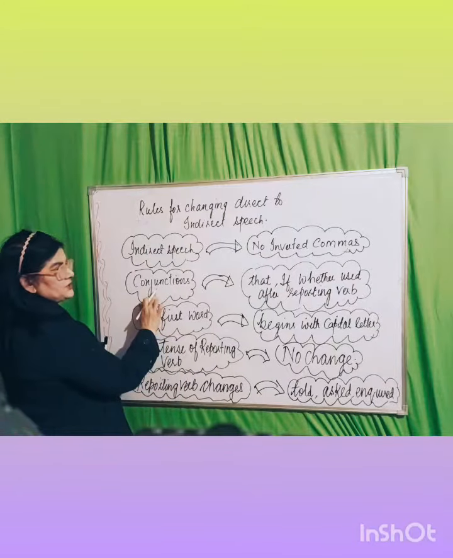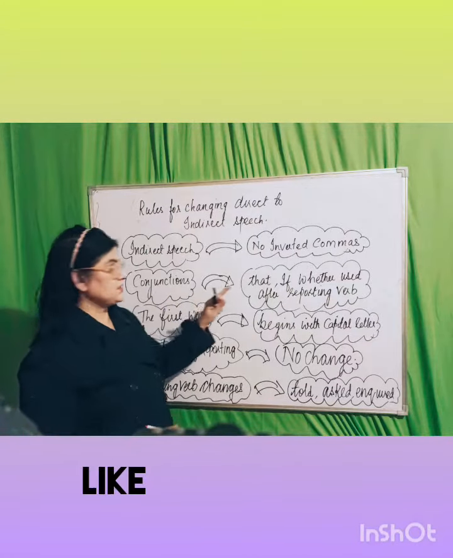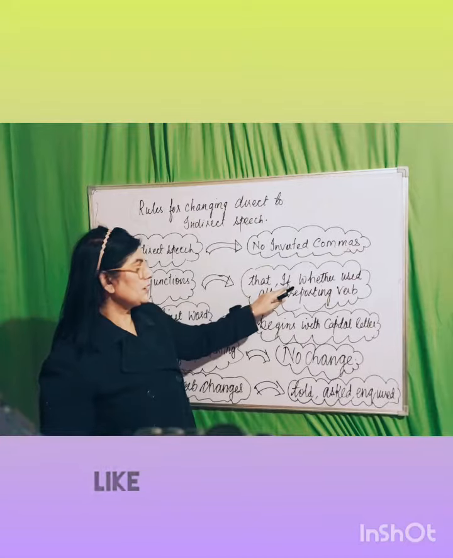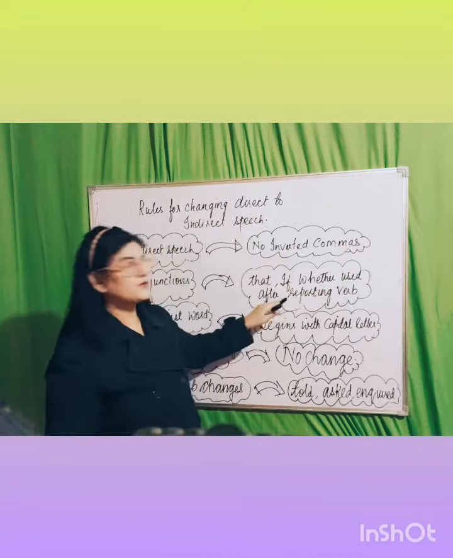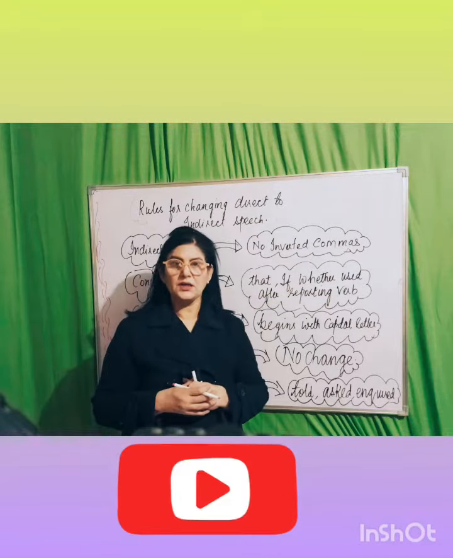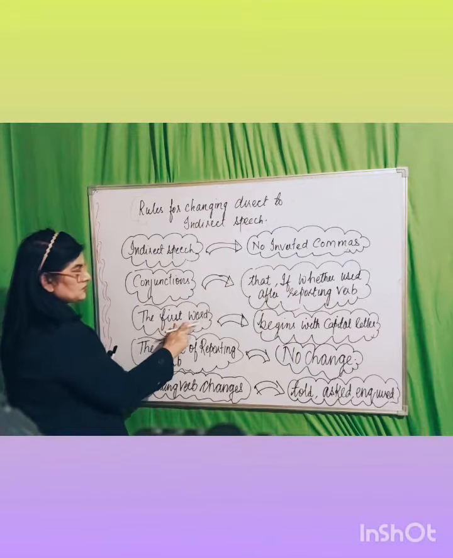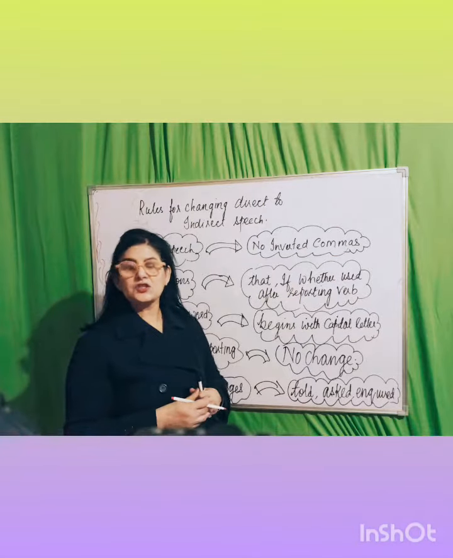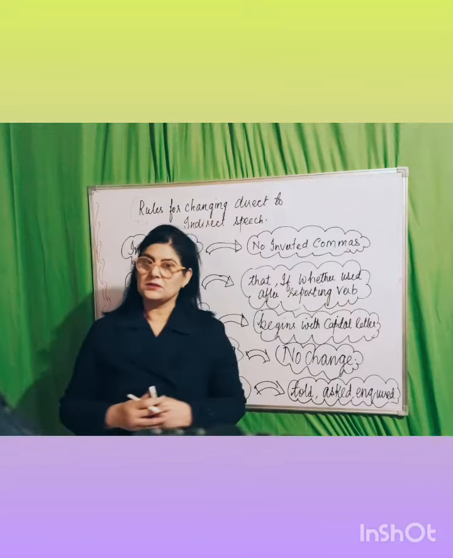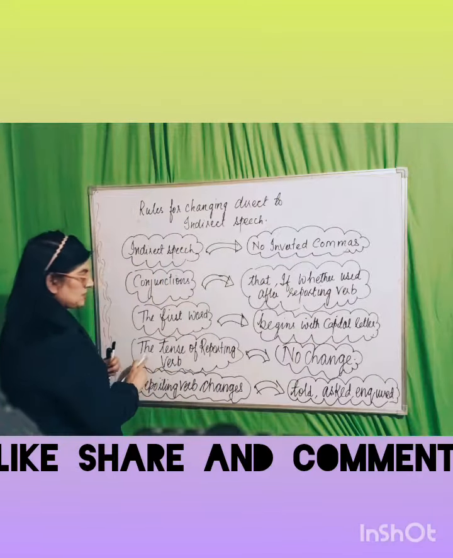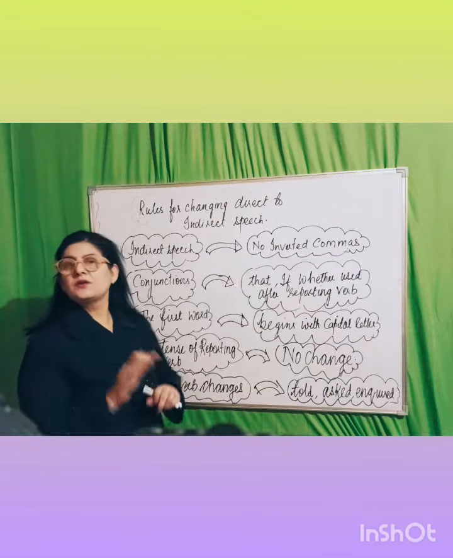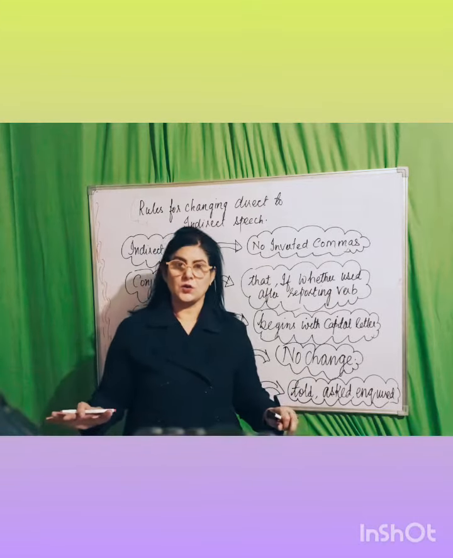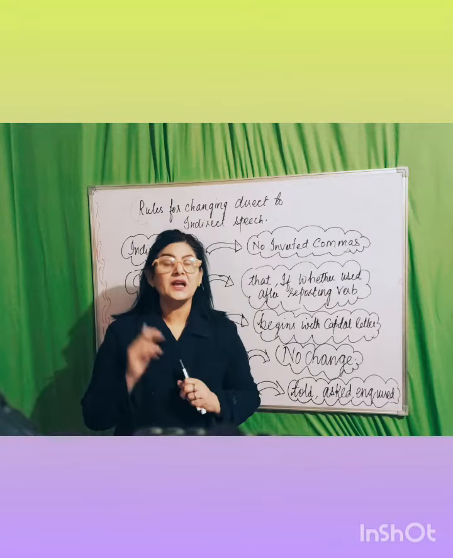Second one is conjunctions. We have to use conjunctions like that, if, whether, used after the reporting verb. After the reporting verb, the first word after the reported speech will begin with the capital letter. Now the tense of the reporting verb, there will be no change at all. The tense of the reporting verb.